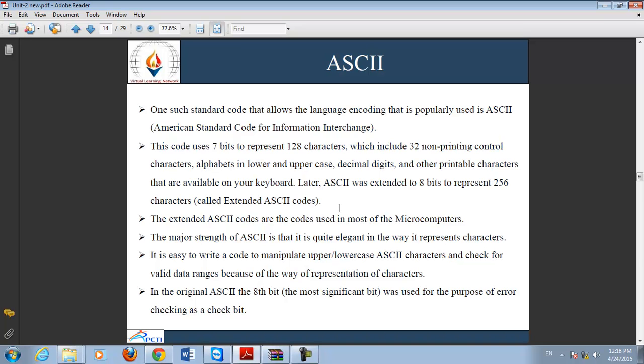This code uses a total of 7 bits, which is used to represent a total of 128 characters, and from these 128 characters, a total of 32 characters are non-printing control characters, and the remaining characters are alphabets that can be lowercase, uppercase, decimal digits, and other printable characters. After 7-bit ASCII code, 8-bit ASCII code was developed, which is used to represent 256 characters. It is also known as extended ASCII code. And mainly in all the microcomputers, extended ASCII codes are used to represent the alphabets as well as numbers.